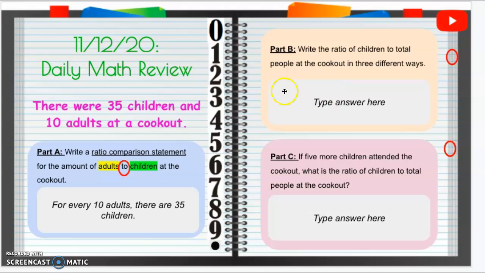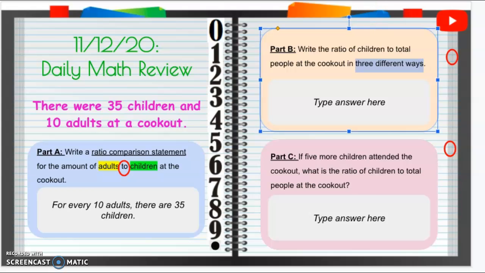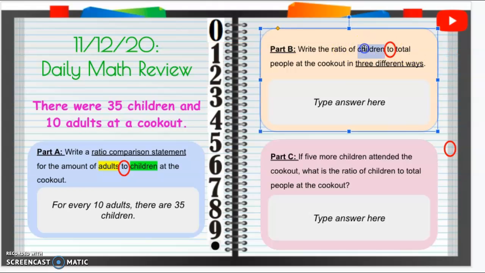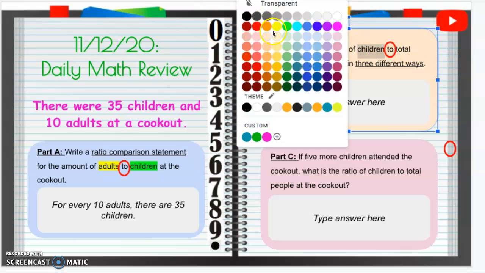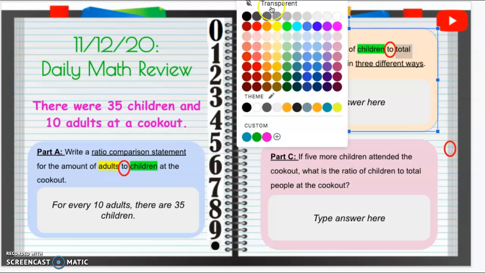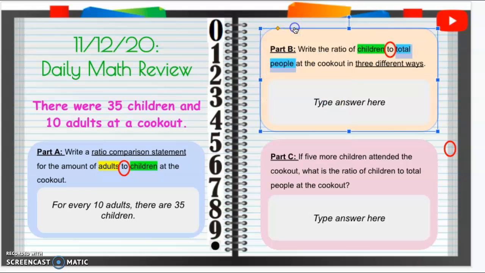All right, let's take a look at part B over here. Write the ratio of children to total people at the cookout in 3 different ways. So we're just going to write the ratio in 3 different ways. In this case, it's going to be the ratio of children to the total people. So children, I had that in green. Let's keep that in green. To the total amount of people, I will put that in blue.